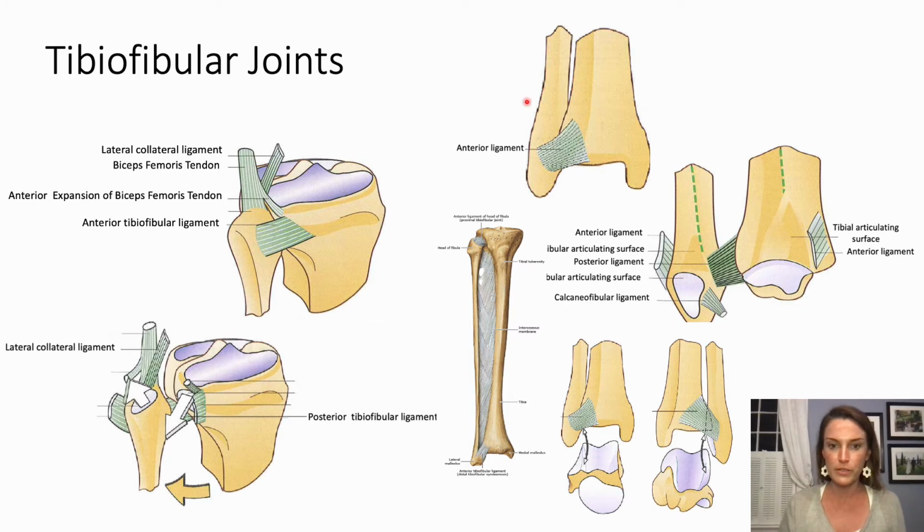The tibiofibular joint. So there is the superior and the inferior, or proximal and distal, joint. The superior part has the biceps femoris that comes in and attaches. And then the inferior part is the syndesmosis, and we have the interosseous membrane that attaches the whole way. So it's going to allow those two joints to really move as one.